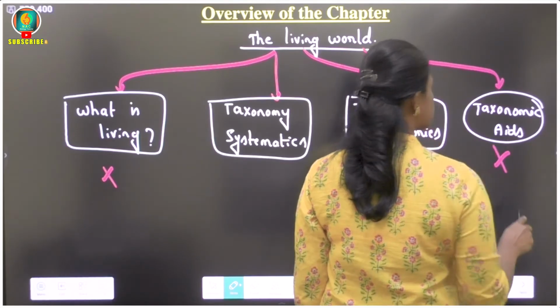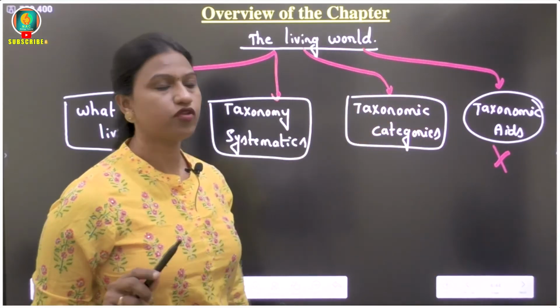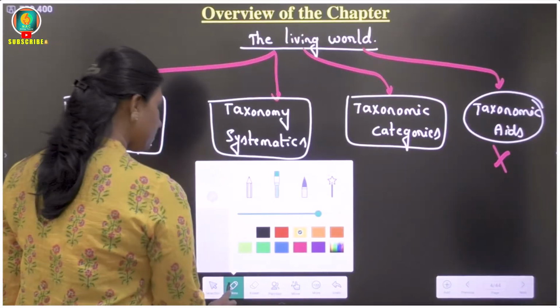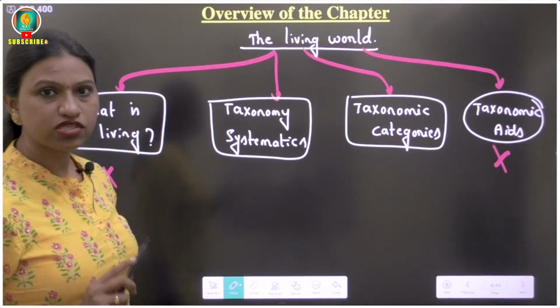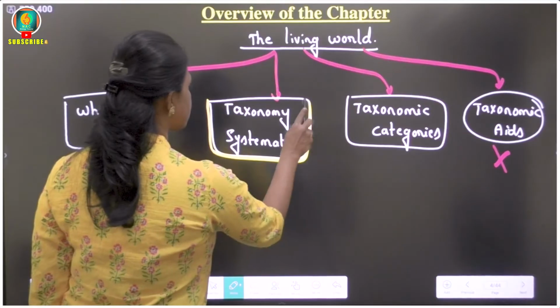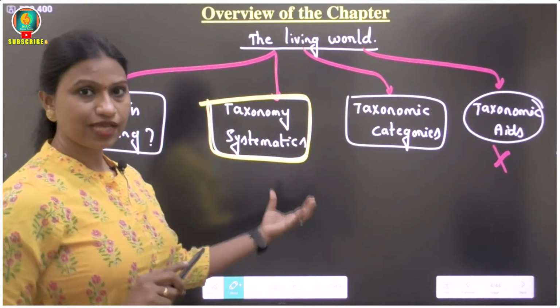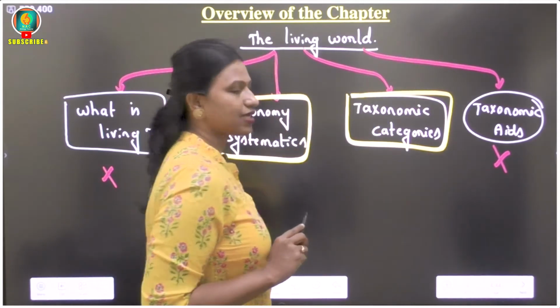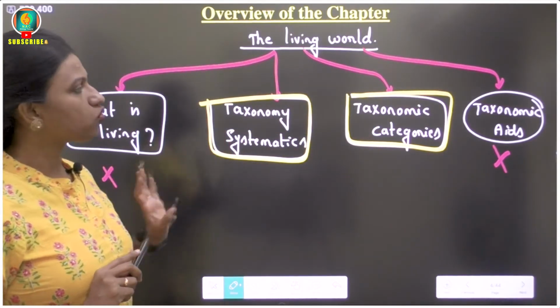Now, this topic also got deleted from our syllabus. Therefore, let us not study this. So now, what are the main two topics we are going to study here? One is systematic taxonomy, certain terms, and the next is taxonomic category. So this is the overview.